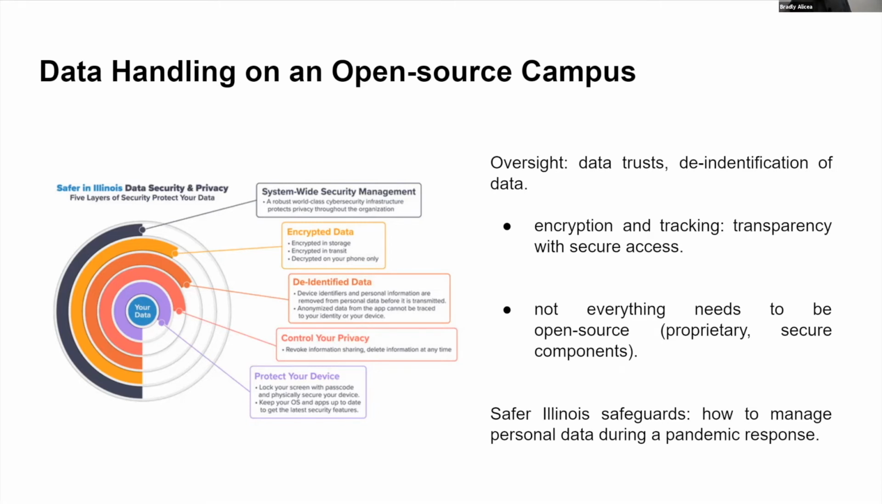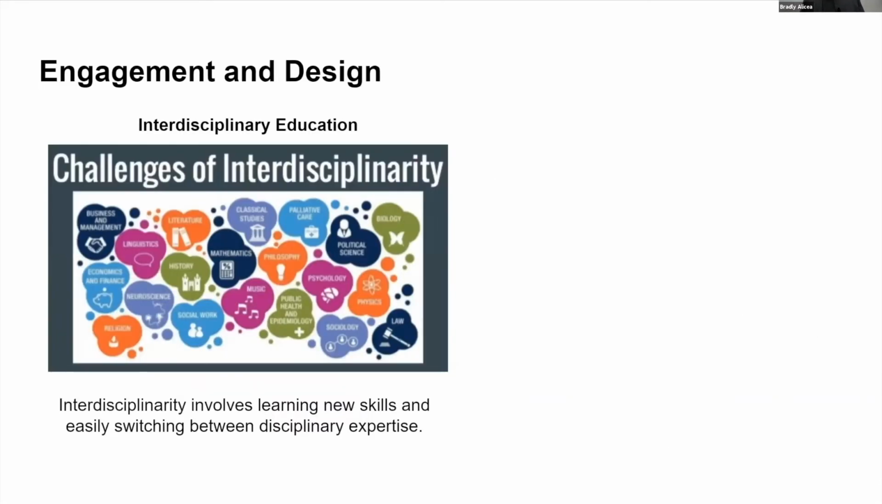And this is the kind of governance structure that we're using. So this is an example of that. So we also have 2 other things in terms of engagement and design. One of these is looking at interdisciplinary education, and the challenge is in interdisciplinarity. And so interdisciplinarity involves learning new skills and mixing interdisciplinary or disciplinary expertise into new things.